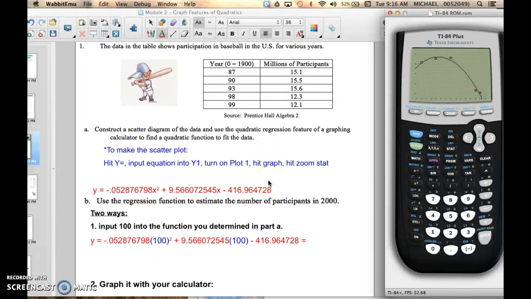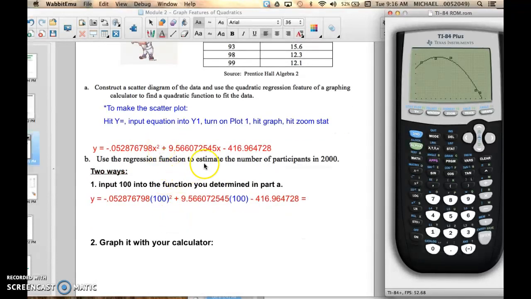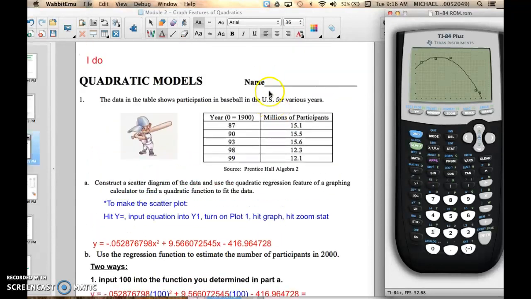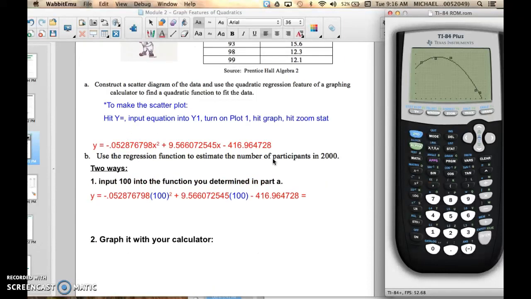Alright, and so in the next video I'm going to show you how to use the regression function to estimate the number of participants in 2000. So if you notice, this data only goes to 1999, so we're going to start utilizing the calculator to make estimates of the data as it continues on and what the max and min and those types of things might be. So in the next video, look for how to do part B. Alright.